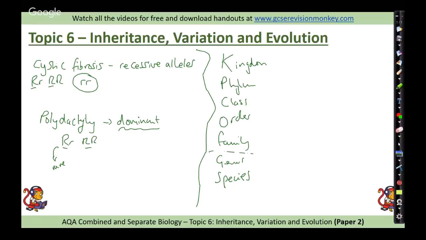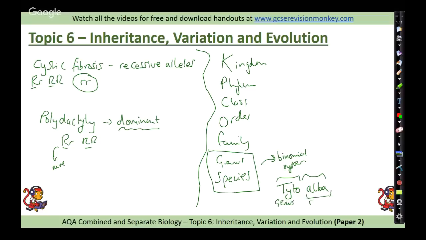This bottom section is really important for how we name animals in what we call a binomial system. So let's take an example of a barn owl. A barn owl might be called different things around the world within different local places. However, scientifically, it is always called a Tyto alba. This is the binomial system where they're given two names. So this name is the genus part, and this name is the species.